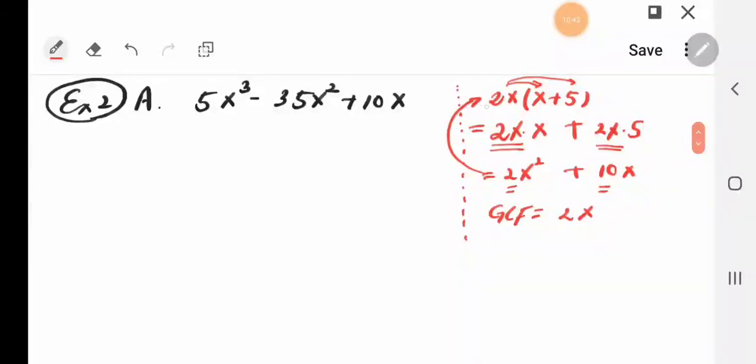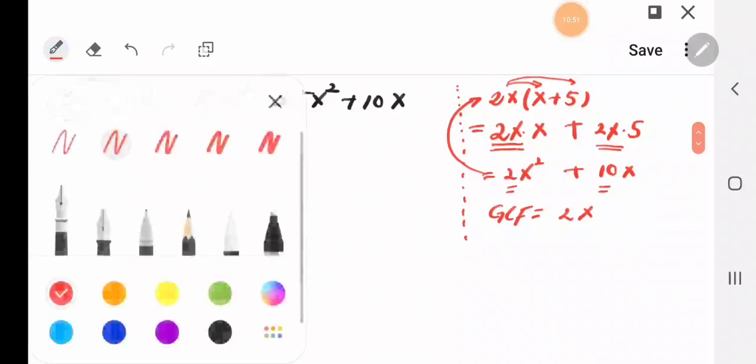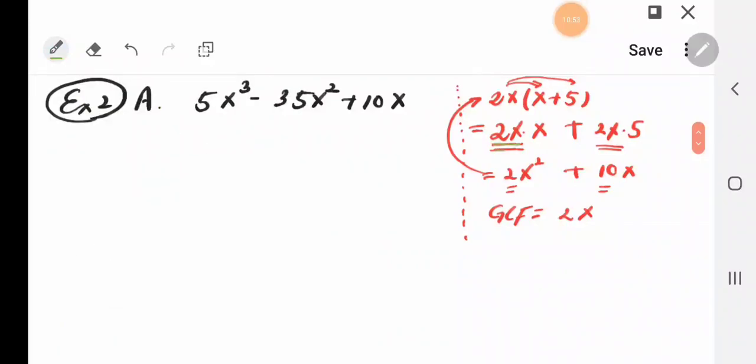So from this, we factor out 2x. We have the expression 2x times parenthesis x plus 5. So when you take this 2x out, we have x and 5 left. So factor out 2x, so it goes over here, put parentheses, then write down the leftover factors, x and 5, inside the parentheses.